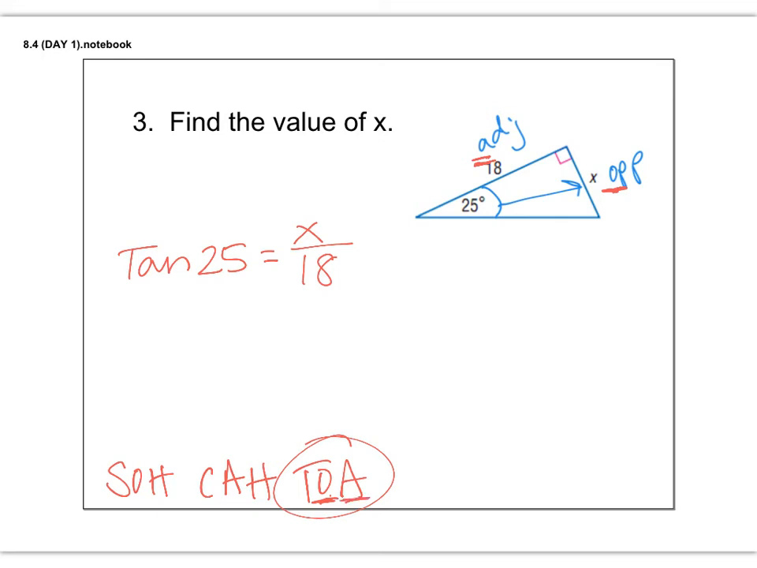How do you solve this for x? Multiply both sides by 18. These cancel out. Type it in your calculator, 18 tan 25. You should get x is about 8.4. They don't have any labels, so we don't have to worry about labels in this case.